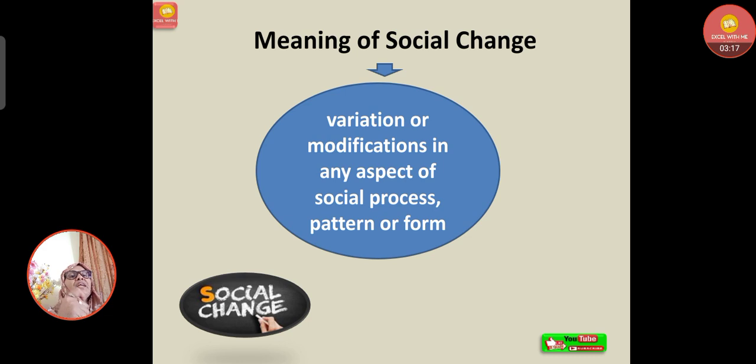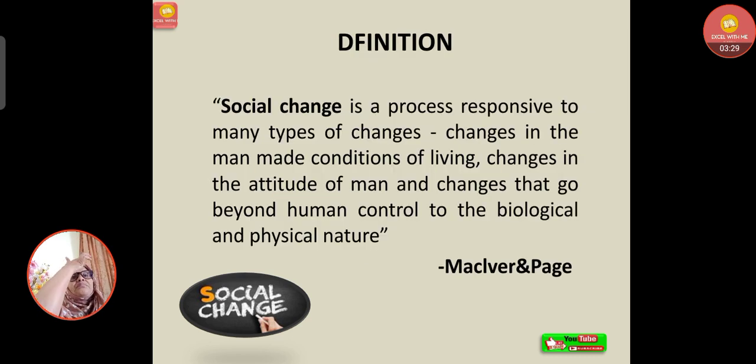Now, if we see the meaning of social change, variation or modifications in any aspect of social process, pattern or form, that is social change. Now, according to MacIver and Page, let's see the definition here. Social change refers to a process responsive to many types of changes, that is changes in the man-made conditions of living, changes in the attitude of man, and changes that go beyond human control to the biological and physical nature. So, this is the definition given by MacIver and Page.